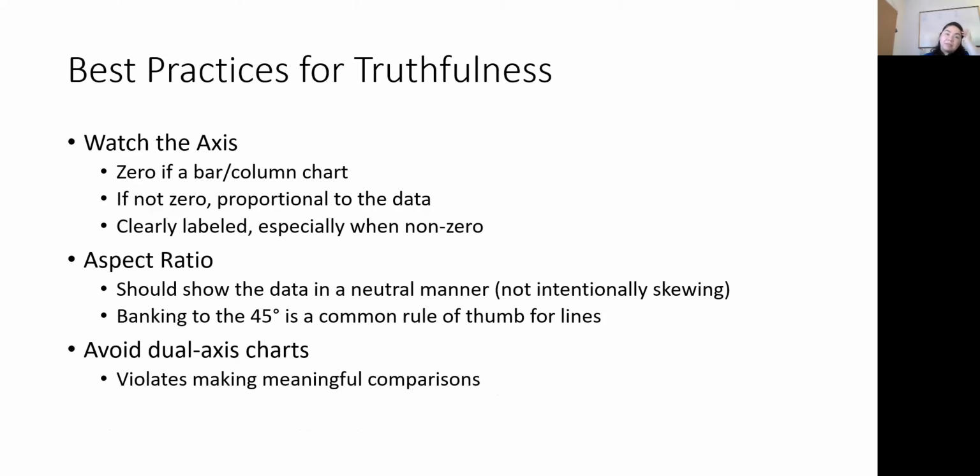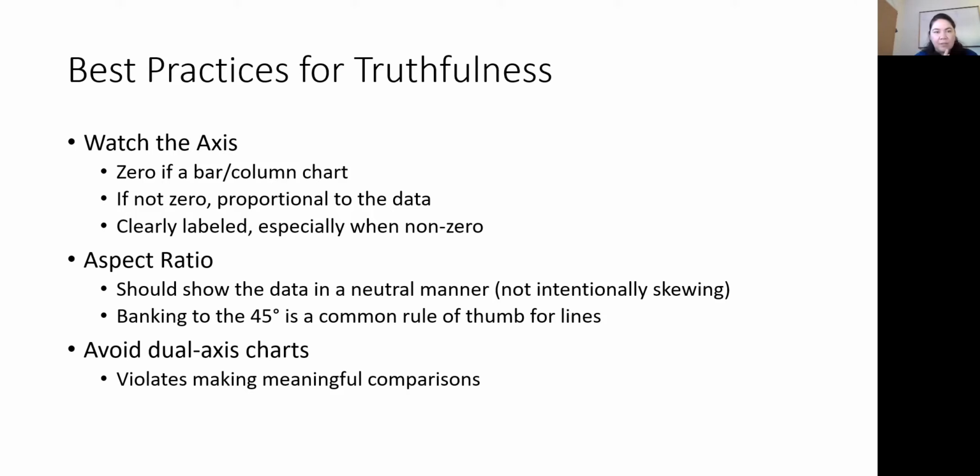Okay, and then best practices for truthfulness. So again, watch that axis. If it's a bar or column chart, then it needs to be 0. If it's not 0, because it's a line or something else, then it needs to be proportional to the data. So the examples in there where they had the chart axis totally spread out so that their little chart was this little thing in the middle.